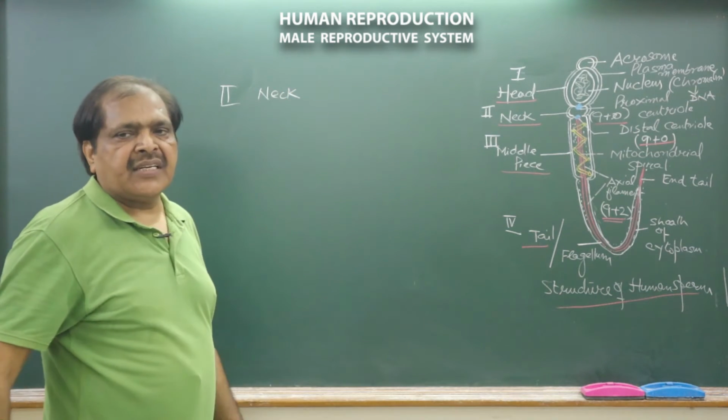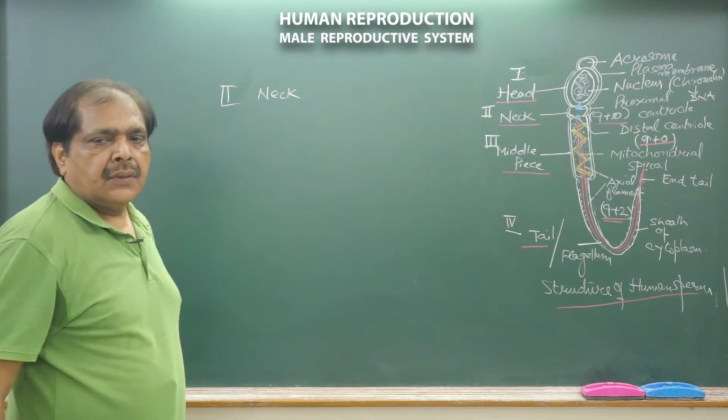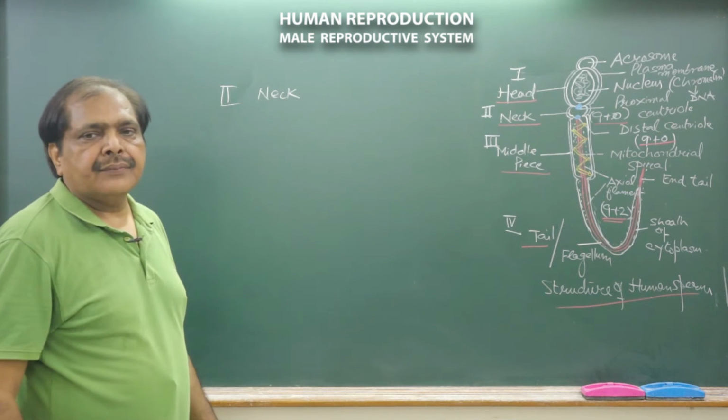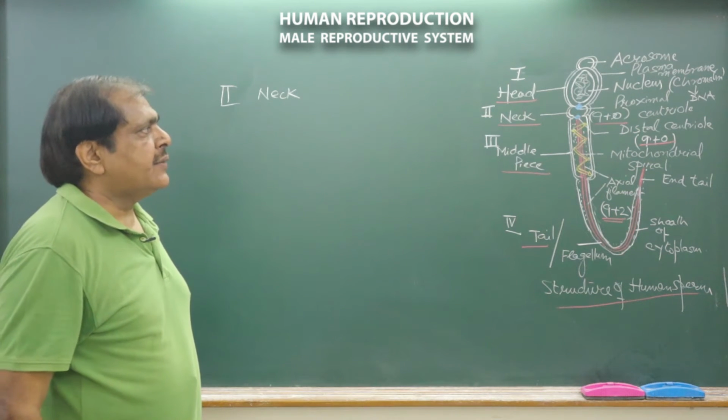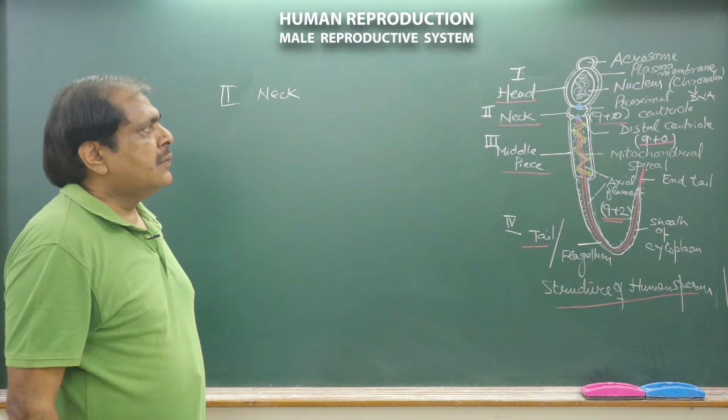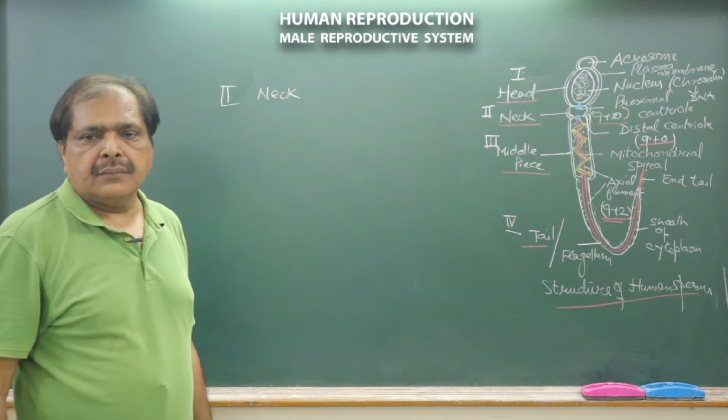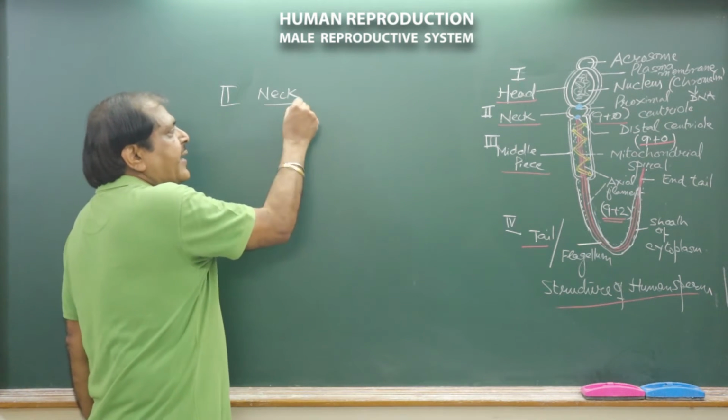As seen in the diagram, it is a very short part of the sperm. It lies below the head. Some books write that the neck is a part of the head. So let us discuss its neck.